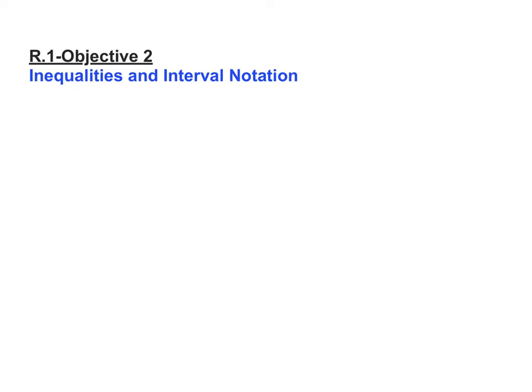Let's talk about Objective 2. Objective 2 is about interval notation mostly. There's 2 differences in this section that you're probably not used to seeing. One is how we graph inequalities. We graph them a little bit differently here.